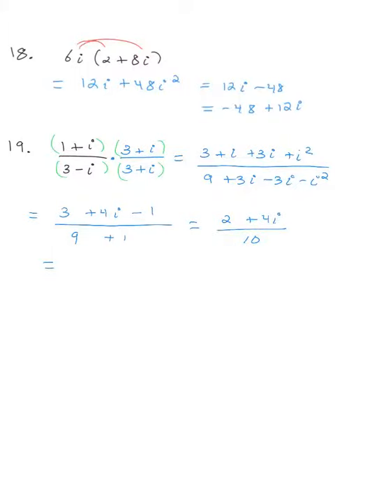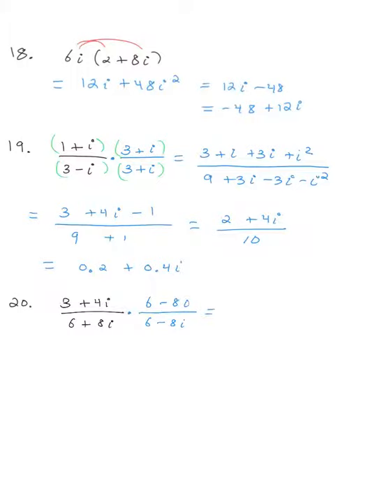If you break this up into 2 pieces, you can use decimals if you'd like, but 10 gets divided into both 2 and 4i. That's 0.2 plus 0.4i. Dividing these two, we have to multiply by the conjugate of the denominator, which is 6 minus 8i.